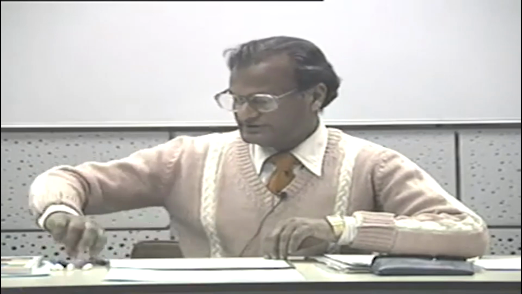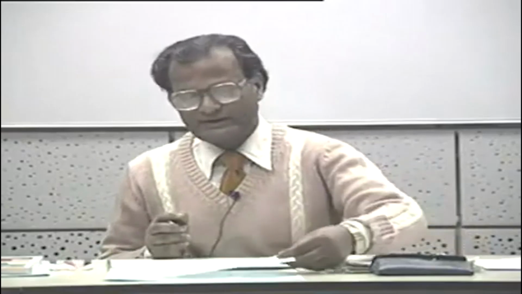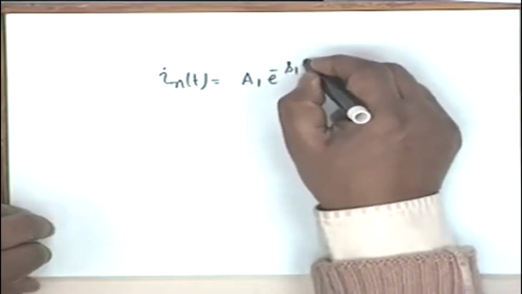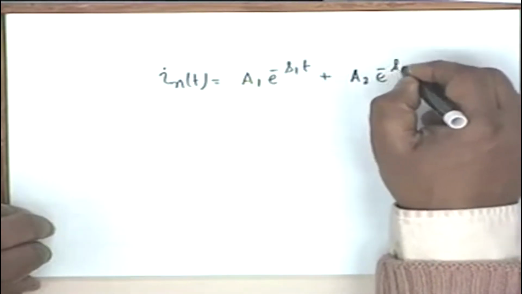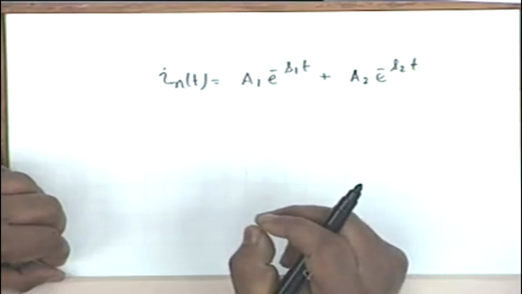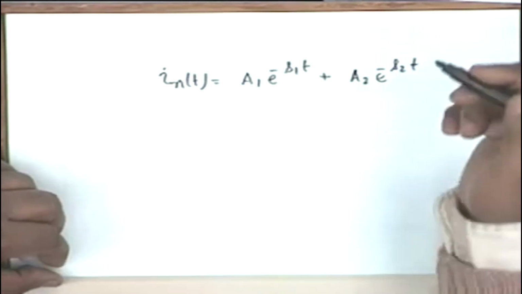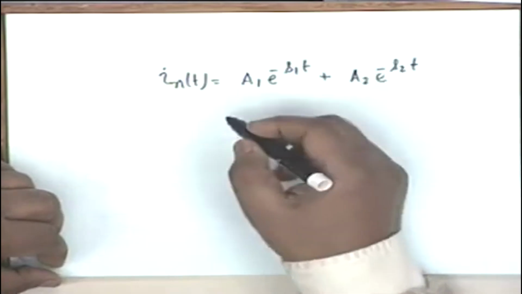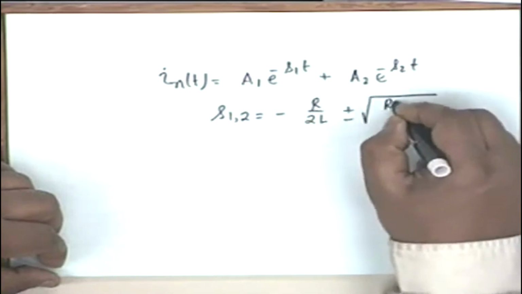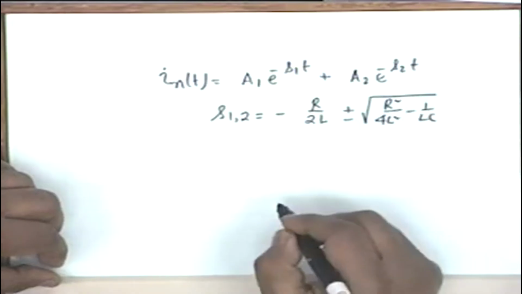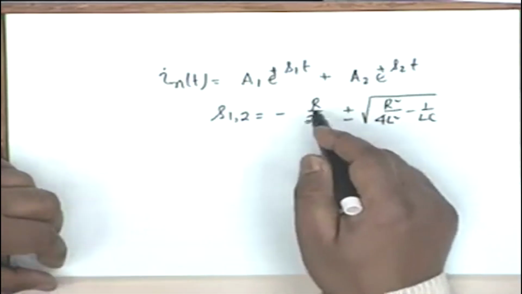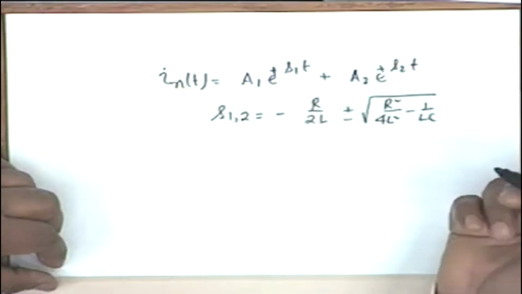For example, for the first case in which the roots are real, negative and distinct, the natural response shall be A1 e to the S1t plus A2 e to the S2t, where S1 and S2 are given by S1,2 equal to minus R by 2L plus or minus square root of R squared by 4L squared minus 1 over LC. Earlier I wrote minus S1t, but it should be plus S1t, since S1 and S2 themselves are negative. So it would be A1 e to the S1t plus A2 e to the S2t.